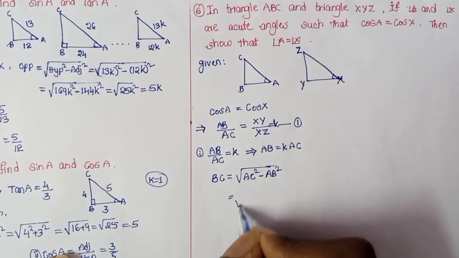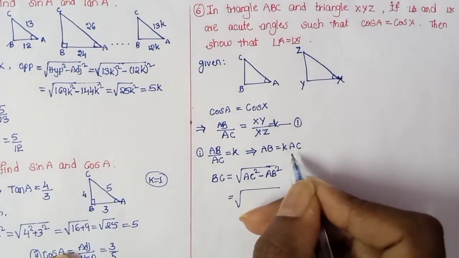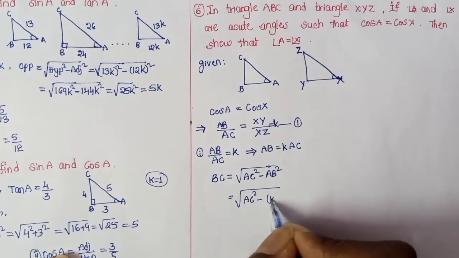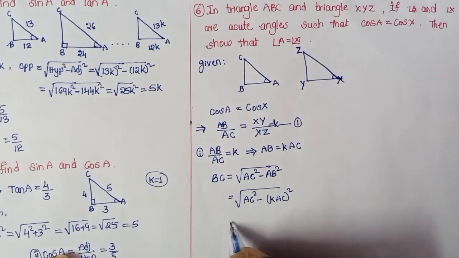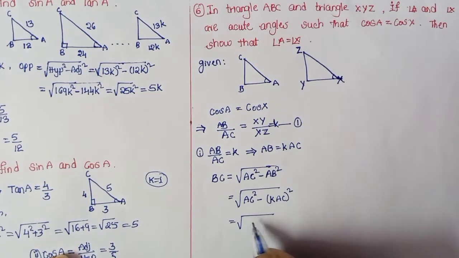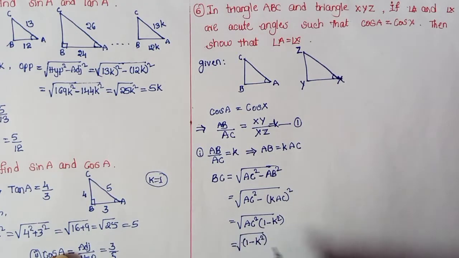And we have a relation of AB in terms of AC. So AC square minus K times AC whole square. So what we get? AC square minus K square AC square. If you take AC square common, what we will get? 1 minus K square. So BC is equal to under root of 1 minus K square into AC. BC in terms of AC we found.